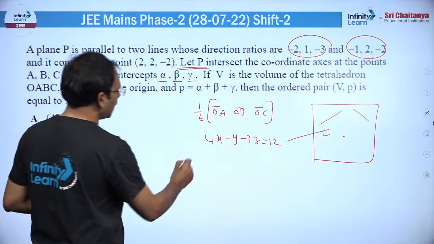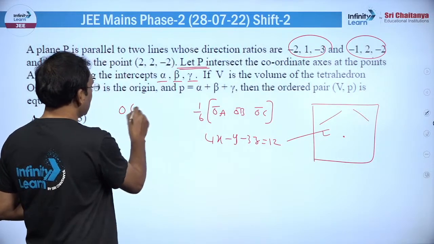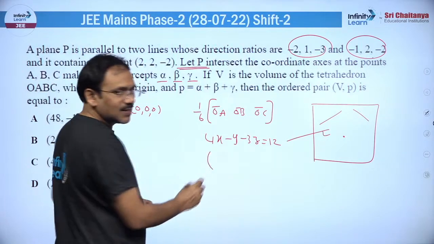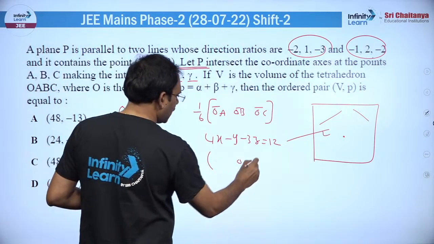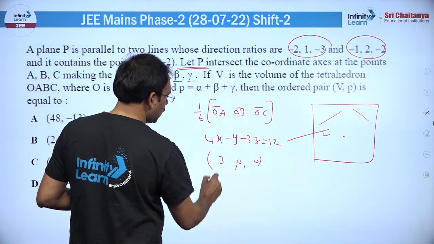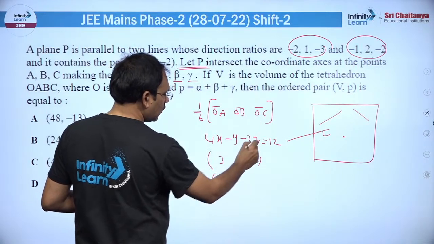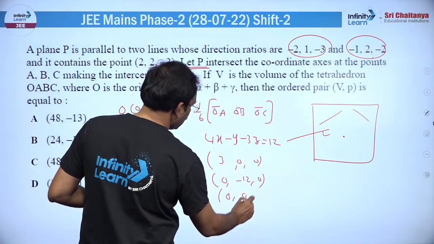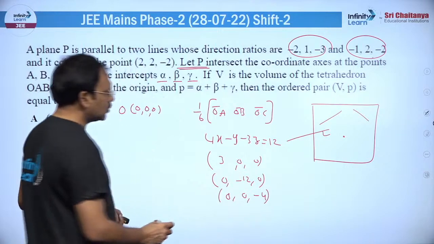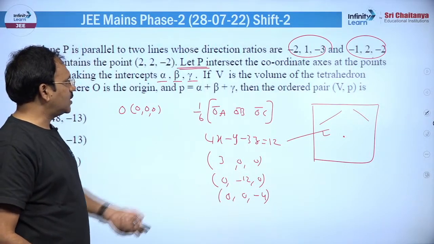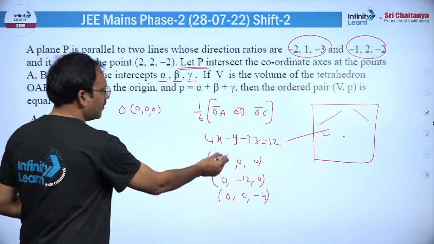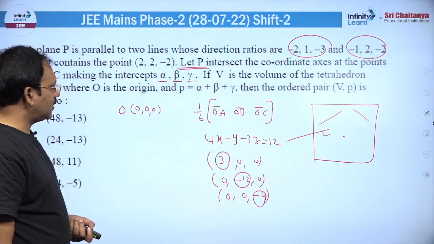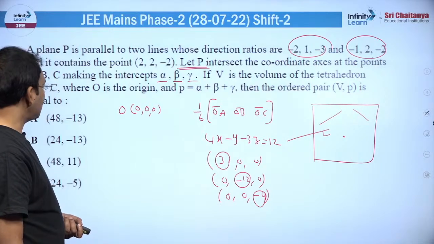You just see where it cuts. So now origin is fine. Alpha means, where does it cut? X axis means put y coordinate, z coordinate 0, x is equal to 3. You put x 0, y 0, z is equal to minus 12. And this, with 0, 0, is going to be minus 4. So from this, alpha means 3, beta is minus 12, gamma is minus 4. So alpha plus beta plus gamma is going to be minus 13.